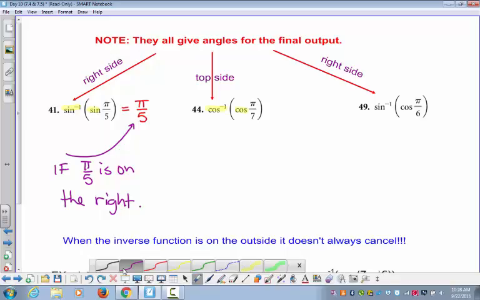How would we convert pi over 5 to degrees? Multiply by 180 over pi. And that goes in there 3 times and then 6, so 36 degrees. Definitely in quadrant 1. So if that angle's on the right, we can just erase the function and its inverse. This one, inverse cosine of cosine. We know inverse cosine is angle on top. If that angle on the inside is an angle on top, we just erase. Pi over 7 is definitely an angle on top, so we just erase.